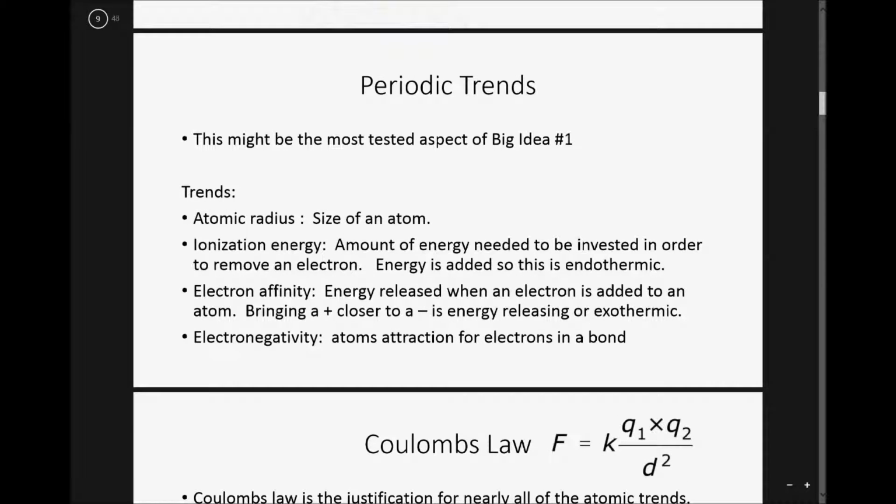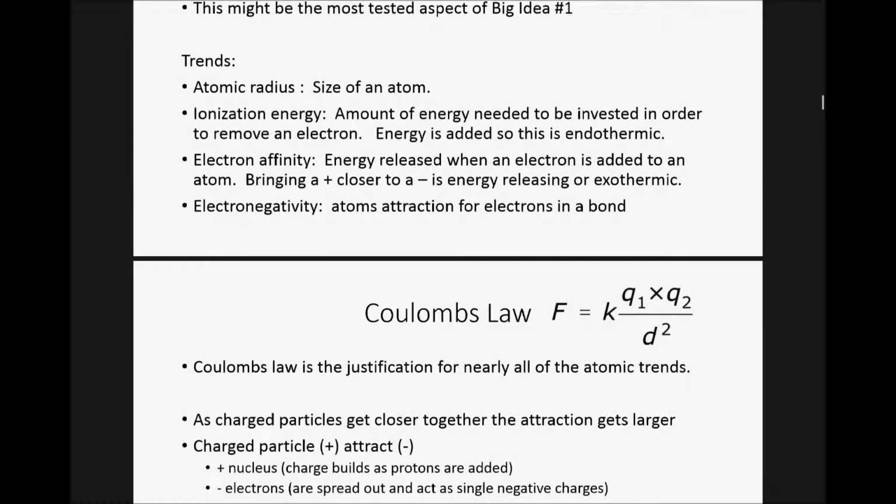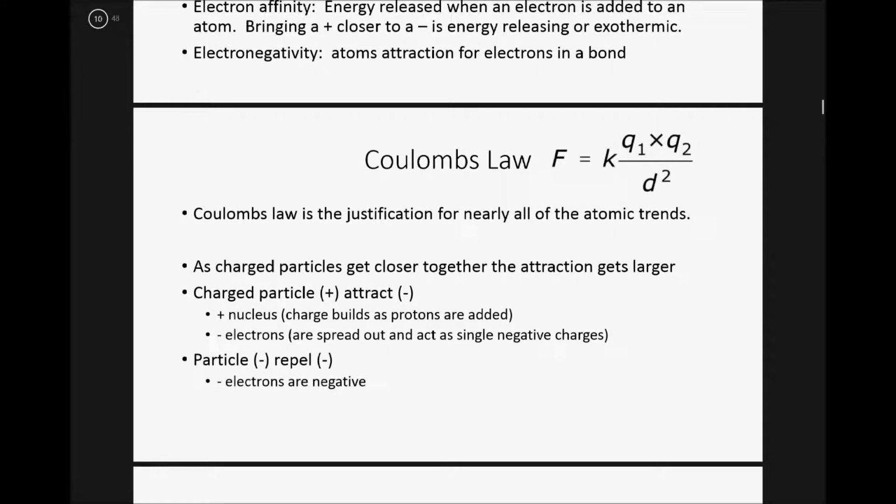So, periodic trends. Okay, so this might be the most tested part of big idea number one. Make sure you know the trends. The trends are atomic radius, ionization energy, electron affinity, and electronegativity, and you should basically know what they are. So let's move on. Coulomb's law is justification for many of the trends.